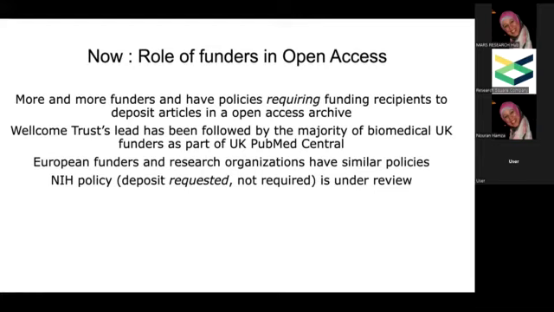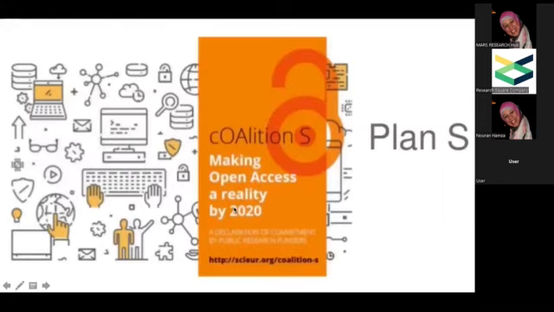Well, more and more funding agencies have policies, as you may know, requiring funding recipients to deposit articles in an open access archive. And in the UK, we have the Wellcome Trust, who took the lead on this, followed by the majority of biomedical UK funders, such as the UK branch of PubMed Central. European funders and global funders and research organizations all have similar policies. If you get money from us, they say, we want you to publish your research in a journal that's open access. And that was the whole point of Plan S.